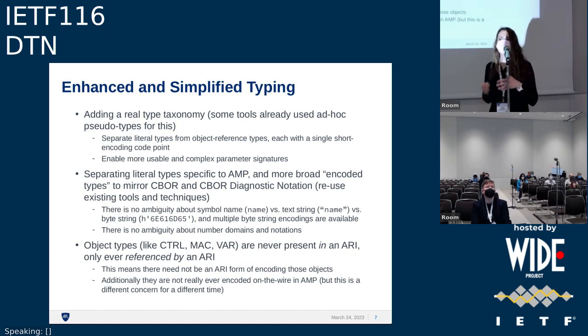There was also a goal to simplify typing overall. This started with the separation of literal types from object reference types, which we discussed, but then moved further to separate the AMP-specific literal types from the encoded types, which brings us closer to mirroring CBOR. And then there were some object types that could be removed because they're never present in an ARI. They may be referenced by an ARI, but they're not present within the actual ARI, so they don't need to be encoded and sent over the wire. Next slide.